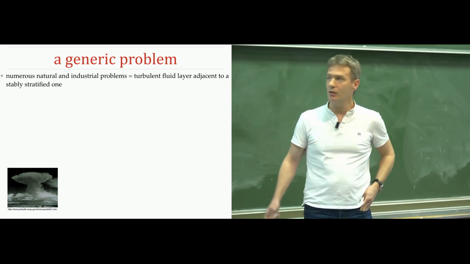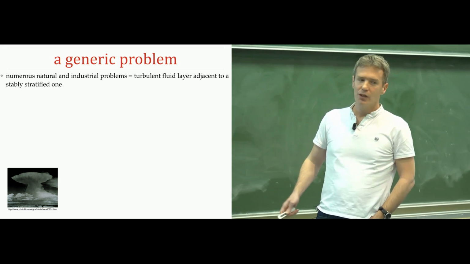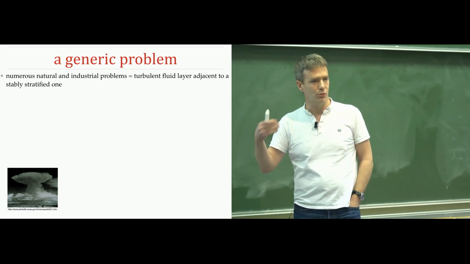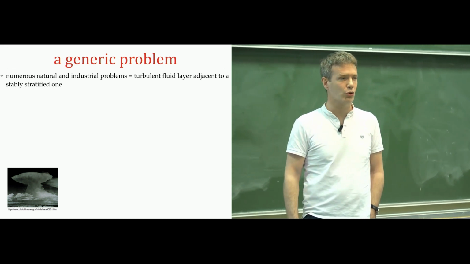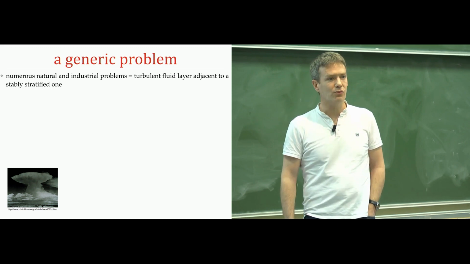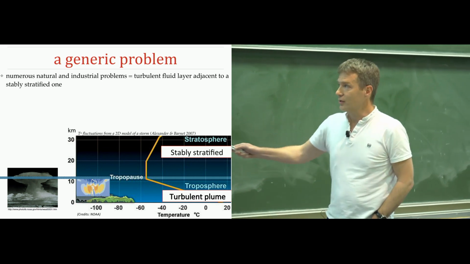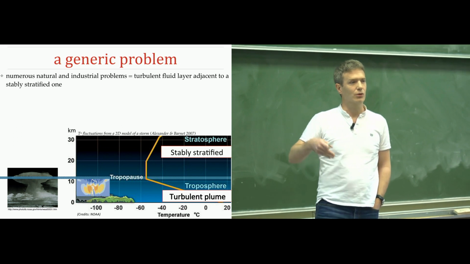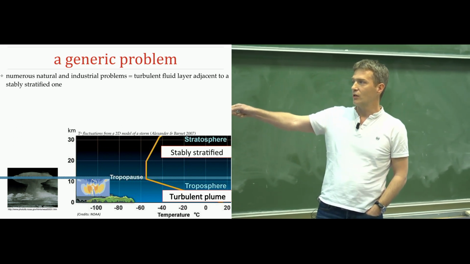So to start with, the easiest example where you have a turbulent layer adjacent to a stably-stratified one is the atmosphere. So you have a nice picture of a very nice big cloud here. The part of the atmosphere you know where we live and which is turbulent, convectively turbulent, is the lower part of the atmosphere, which is called the troposphere. It goes from the ground to about 10 to 15 kilometers high. So the troposphere is typically where the weather takes place. So you have storms, you have clouds, you have lots of things going on in this turbulent part.